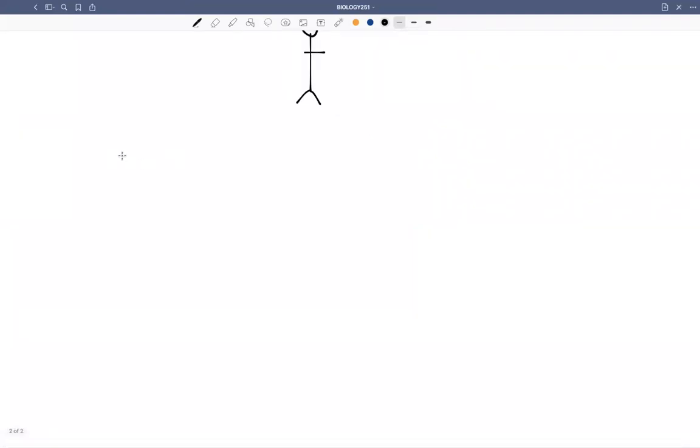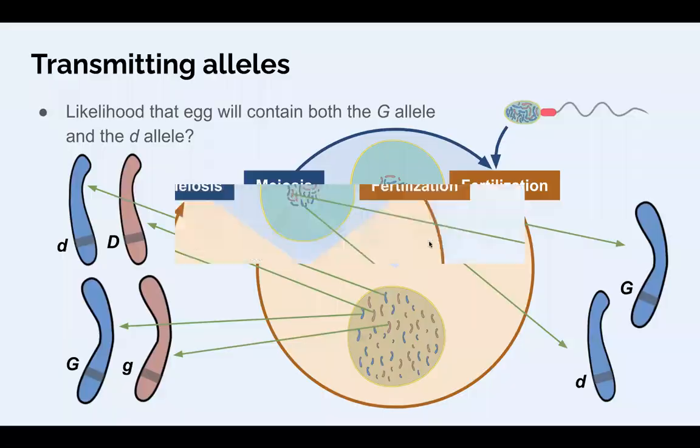We would have to maybe look at this in a little more detail. So let's say we have a parent that's got two versions of G and two versions of D. And we want to know the possibility that a gamete has big G and little d together. That was the one, right? Big G and little d.